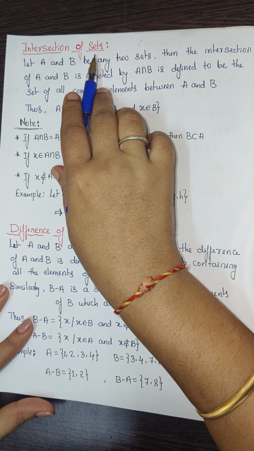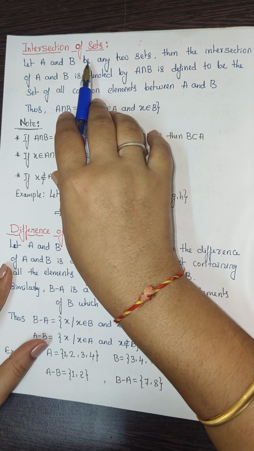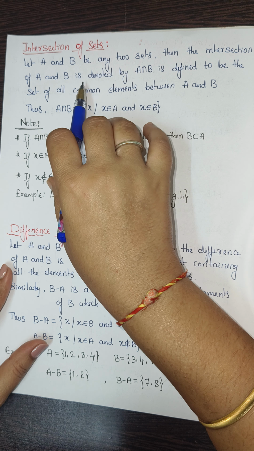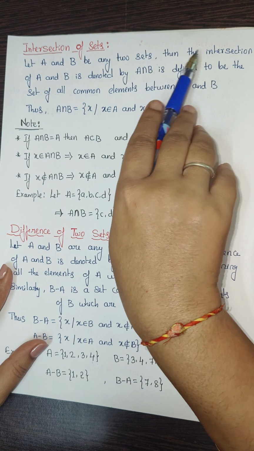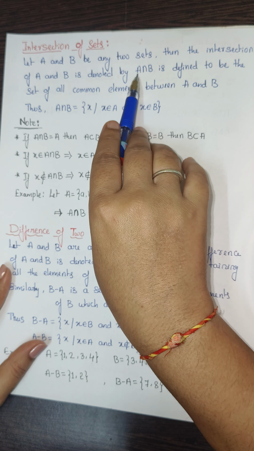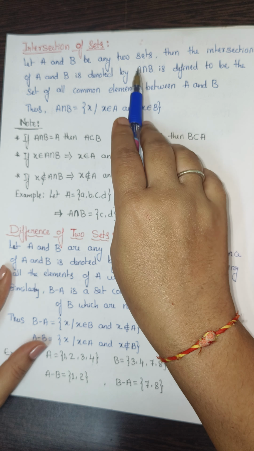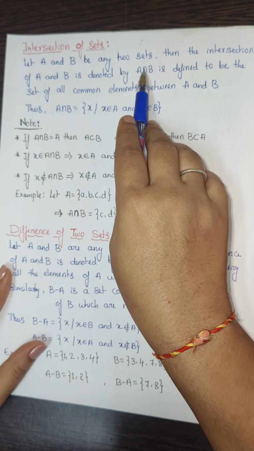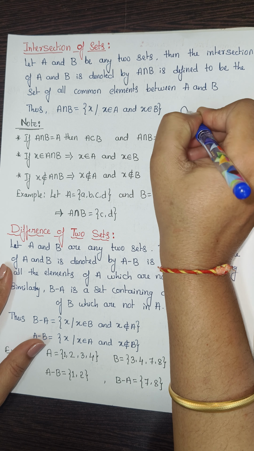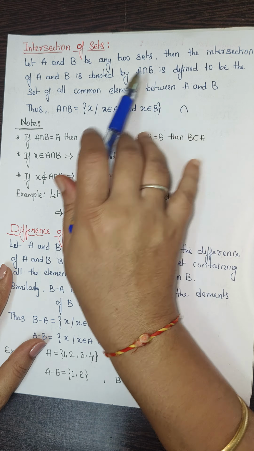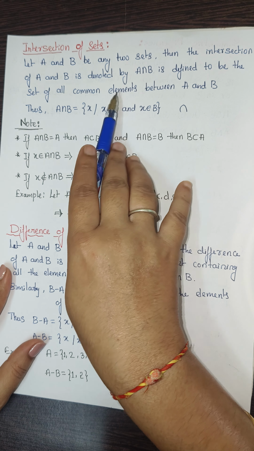Next is intersection of the sets. Intersection of the sets means we need to write the common elements, which are common in both the sets. We need to write those elements. That is called the intersection of the sets. Let A and B be any two sets, then the intersection of A and B is denoted by A intersection B. This is the sign of intersection. If you write like U, that is the sign of union. For intersection, you need to write a small n-like sign. A intersection B is defined to be the set of common elements between A and B. We need to write the common elements of A and B.